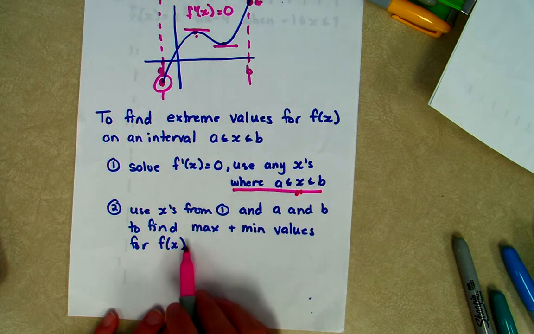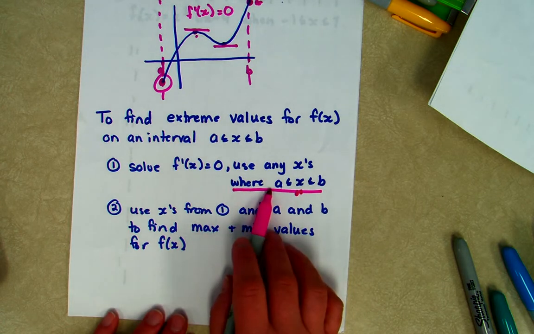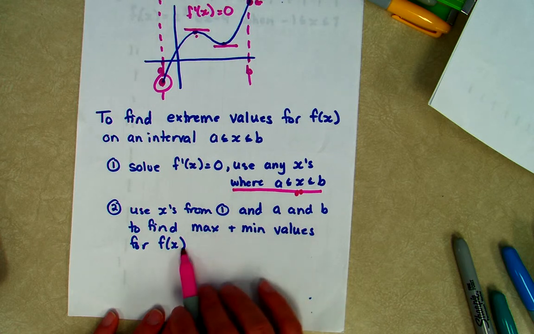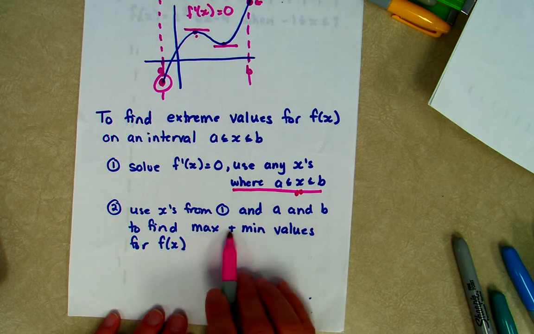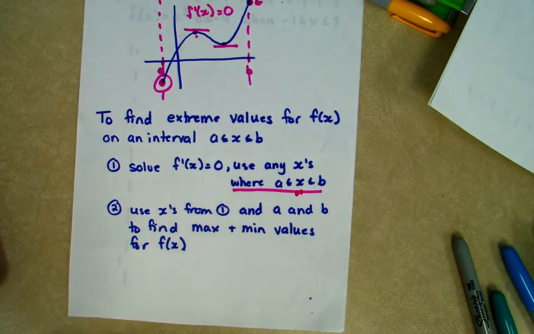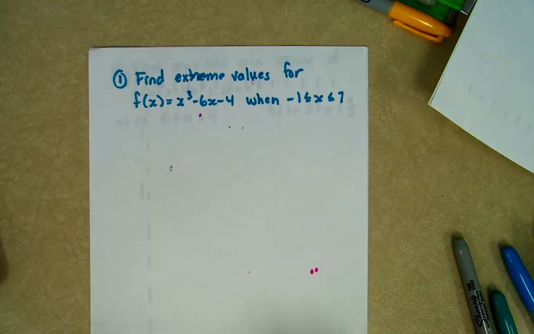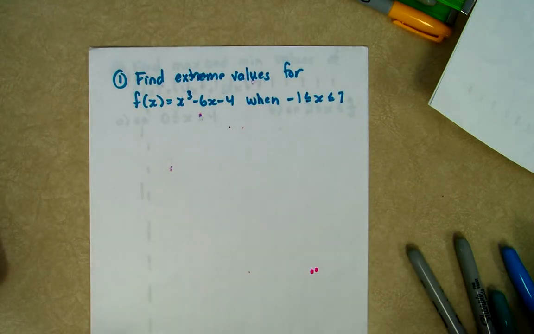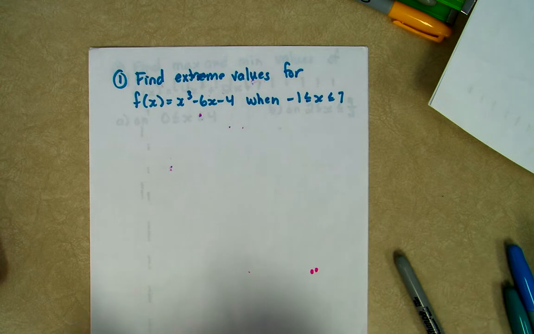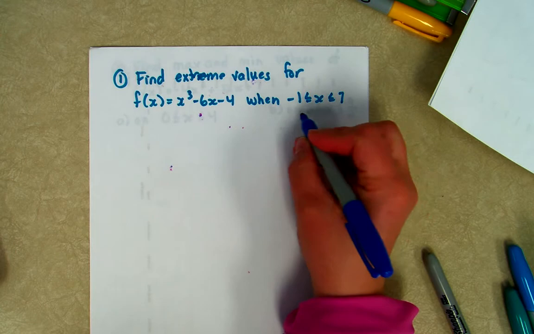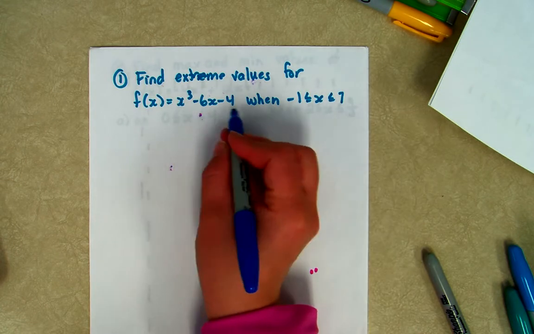Then step number 2 is to take those x's that you found in the interval and your two endpoints and sub them into f of x to find the max and min values. So if we look at some examples, example number 1: find extreme values for f of x equal to x cubed minus 6x minus 4 when negative 1 is less than or equal to x is less than or equal to 7. So this is our interval and this is our function.